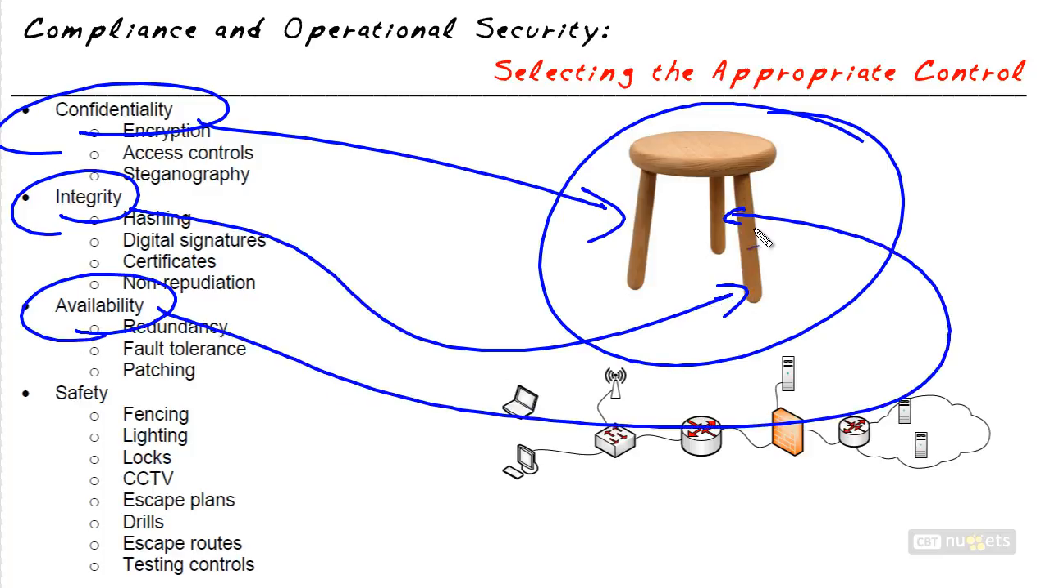And this is no shock to you. We've talked about CIA before, and sometimes these three are referred to as the security triangle. And what you and I get to do in this video is take a look at some of the control types that we would use to implement and help reinforce each of these aspects in our security triangle.